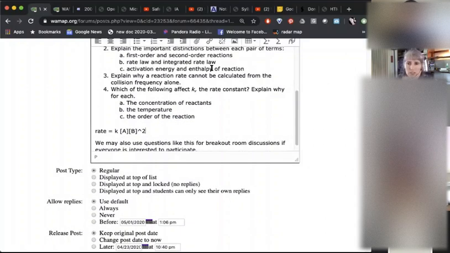Yeah, and so in terms of collision theory, what would it mean to be second order? I mean, just physically, what's one way we would get something to be second order?